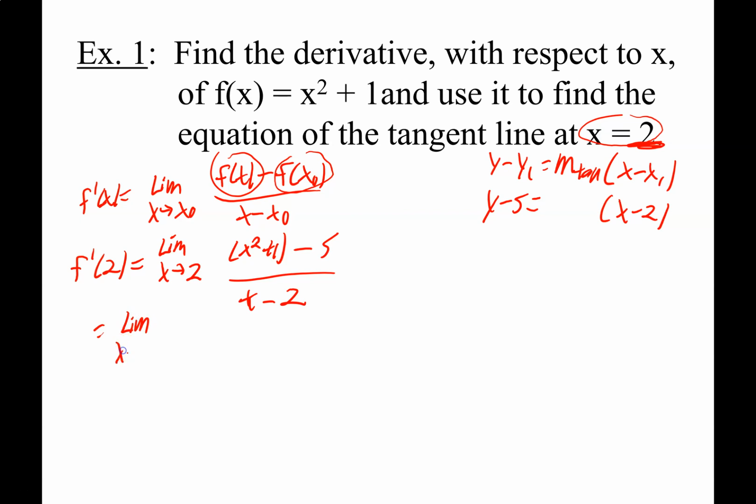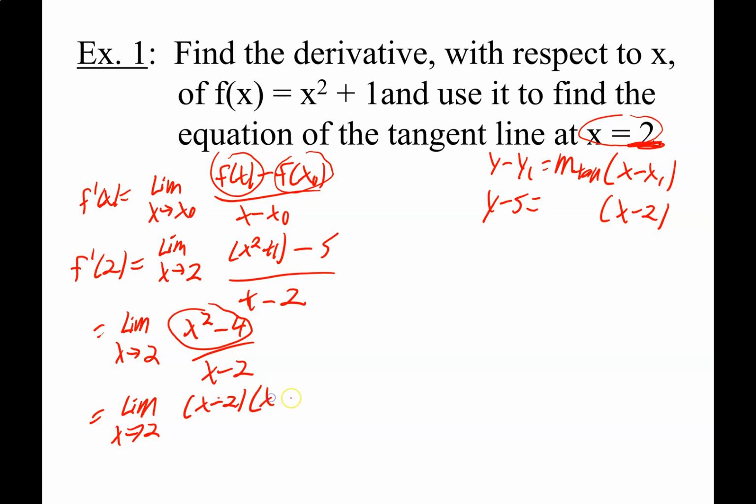So I get the limit as x approaches 2. I have x squared plus 1 minus 5, which is x squared minus 4. Hopefully the little hamsters in your head are running on their wheels right now, and you say, hey, wait a minute, that top is a difference of squares. I can factor it. And even more important than that, you can factor it as a difference of squares: x plus 2 and x minus 2.